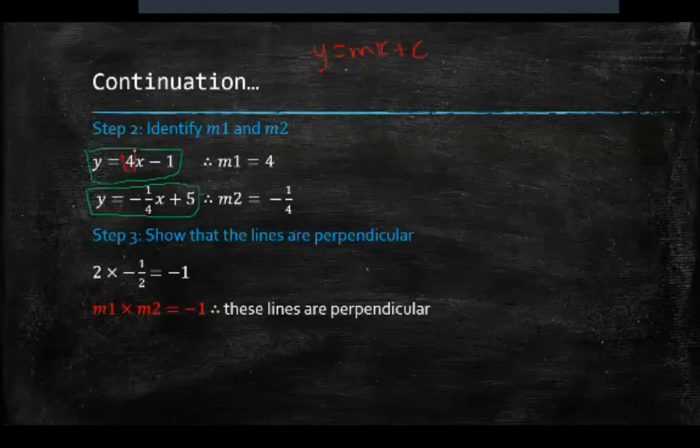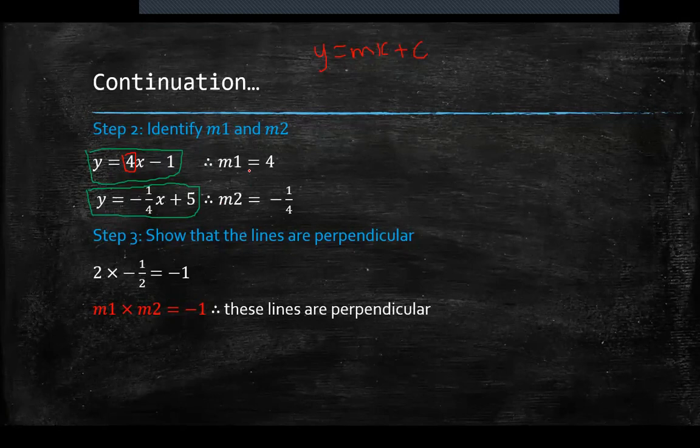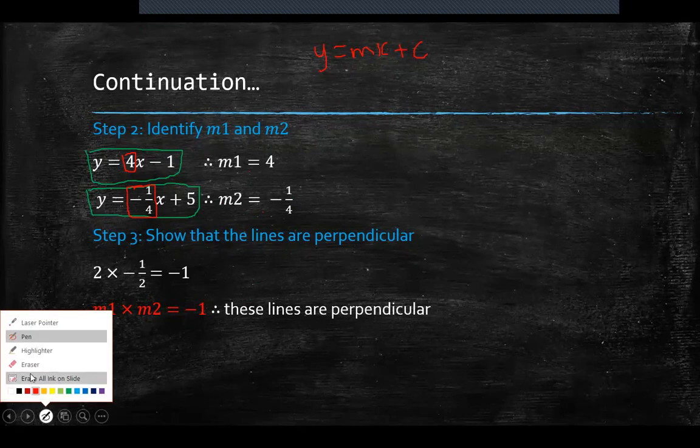So in this case, m is 4. So m1 is 4. And in this case, the gradient is minus a quarter. So m2 is minus a quarter. Everybody understands how I identify the gradients, right? Yes, miss. Right.